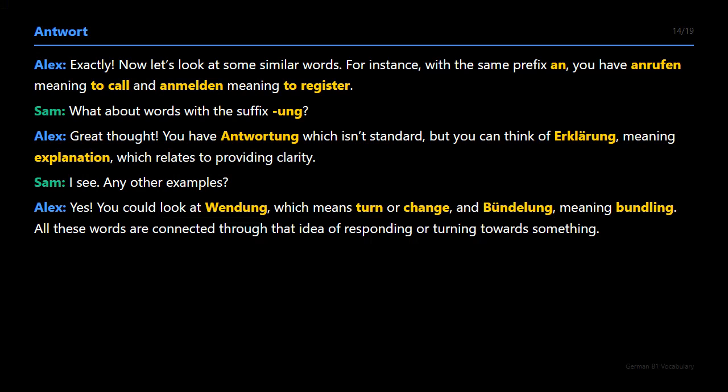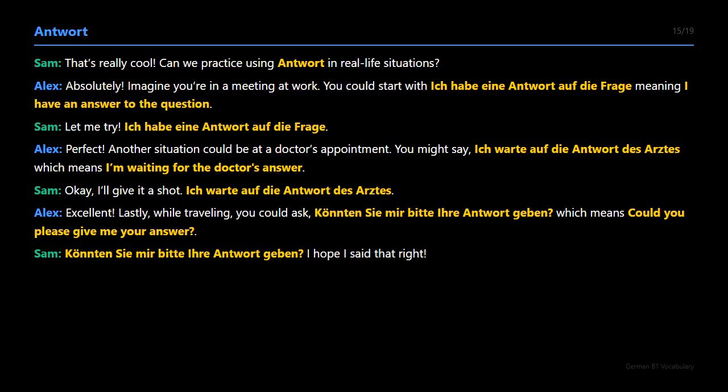That's really cool. Can we practice using Antwort in real-life situations? Absolutely. Imagine you're in a meeting at work. You could start with, Ich habe eine Antwort auf die Frage, meaning, I have an answer to the question. Let me try. Ich habe eine Antwort auf die Frage.